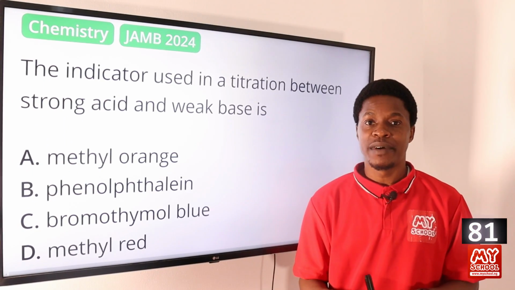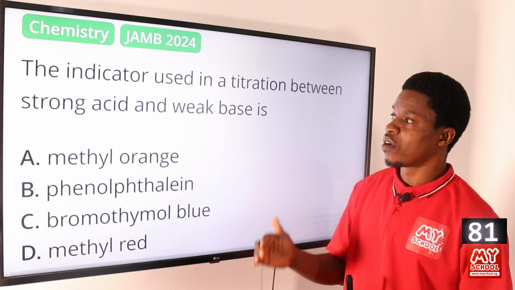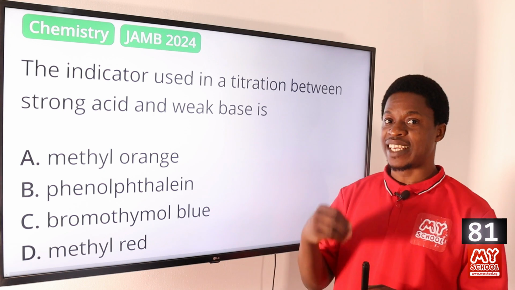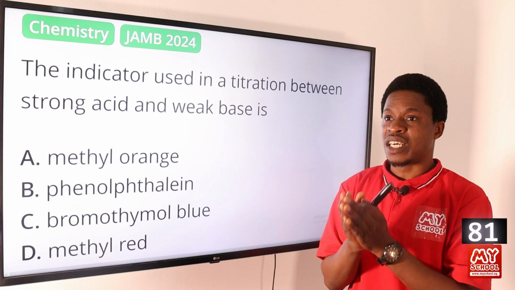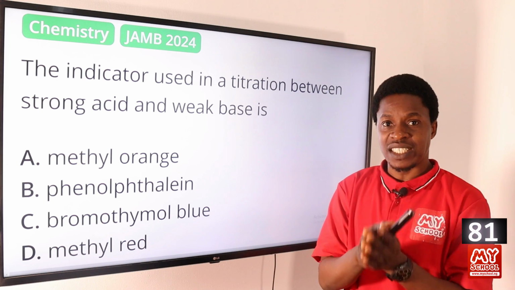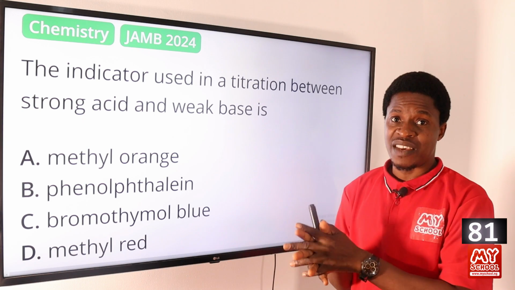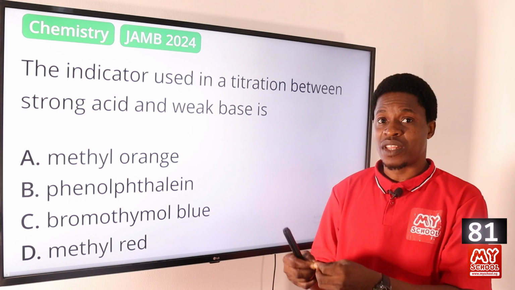Let's move on to question number 81. The indicator used in a titration between strong acid and weak base is what? Remember that an indicator is a substance that is added to either an acid or a base to check for the pH, for the acidity or the alkalinity of that particular solution, if it is acidic or if it's base. And that will happen by a color change. We can know that by color change.